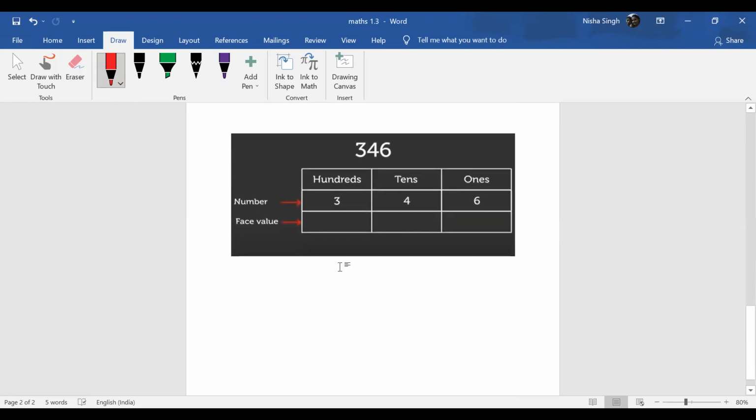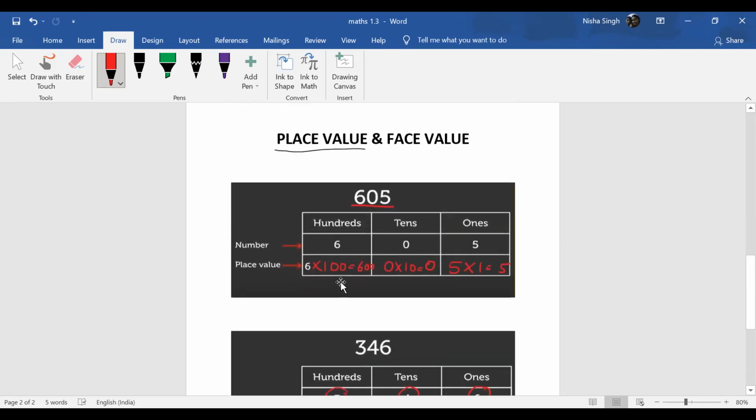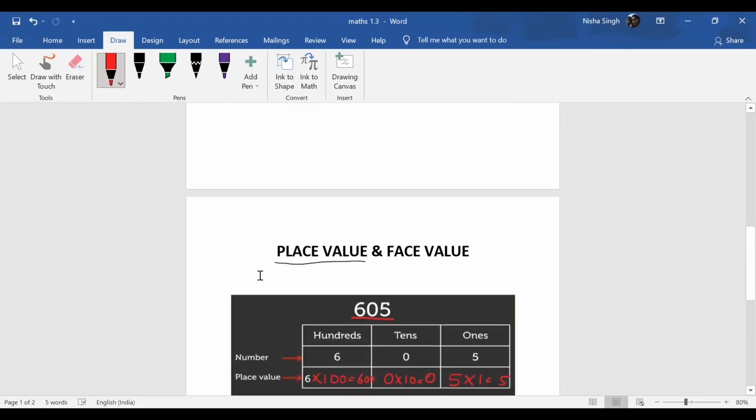And the face value is the number itself, irrespective of where it comes in the place value chart. This means that if the number is on the hundreds place, the face value of this number will be the number itself. The number will be 3. The face value of 4, which is on the tens place, will be 4 itself. The face value of 6 that comes in the ones place is 6 itself. So children, now let's do our exercise 1.3.